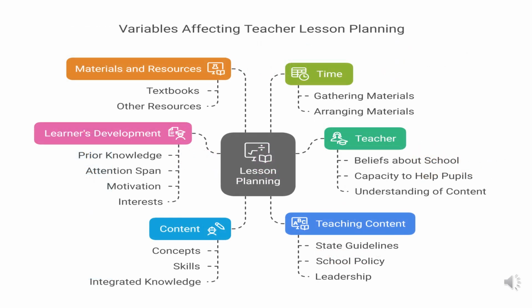Variables that affect teacher planning. Number 1. The teacher. This includes his beliefs about the school and what pupils learn, his capacities to help pupils, and his understanding of the content. Number 2. The learner's development and prior knowledge, attention span, pupils' motivation, and pupils' interest. Number 3. Content includes concepts, skills, and integrated knowledge that teachers teach to their pupils.